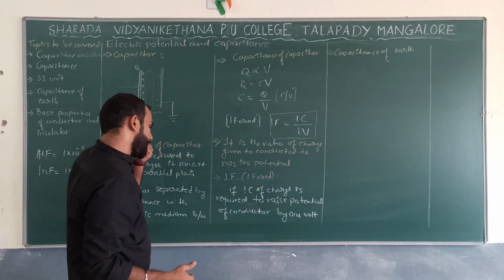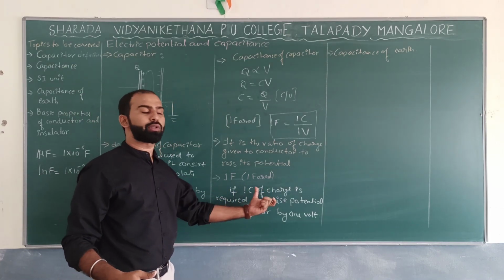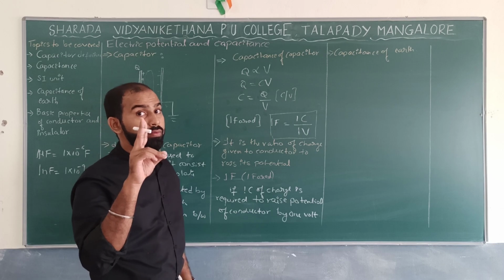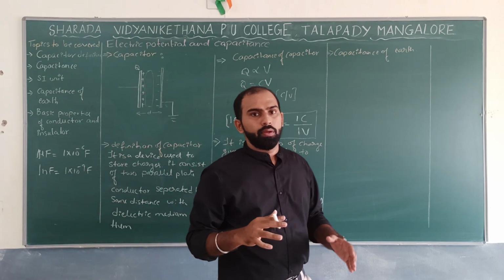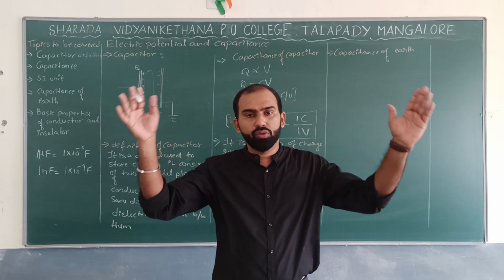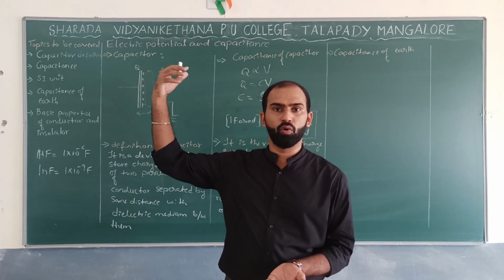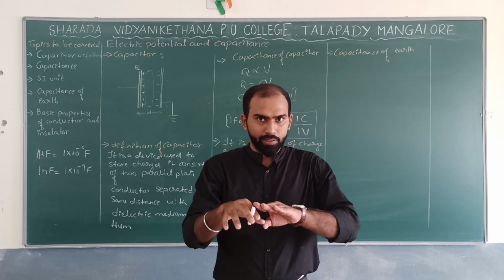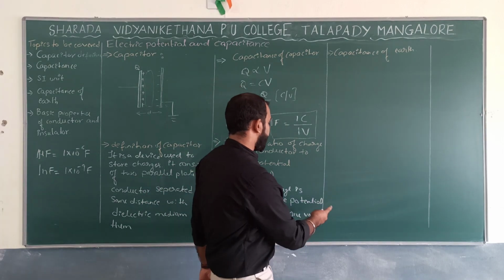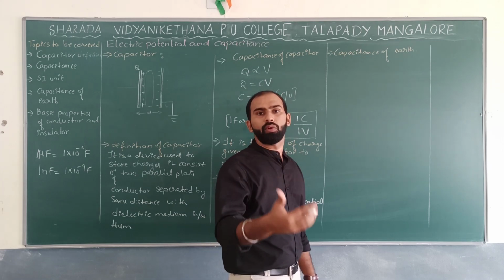Okay. Now I have given the definition: if 1 coulomb of charge is required to raise the potential of a conductor by how many volts? 1 volt. That is called what? 1 farad. Now, don't you think your earth can also store some charge? How? When a lightning bolt strikes the earth, don't you think it can store a charge there? Though it is an infinite amount of charge, we'll see what the capacitance of earth is.